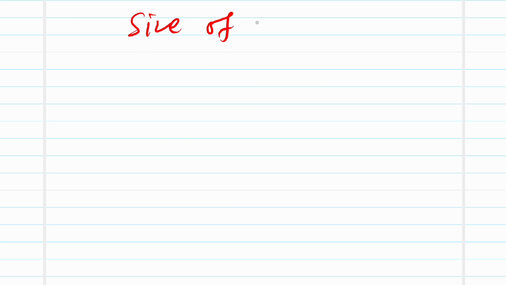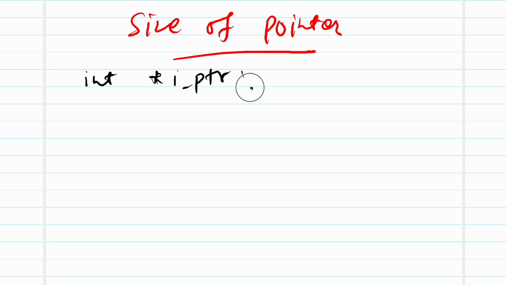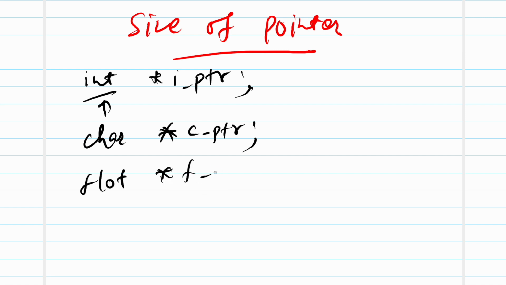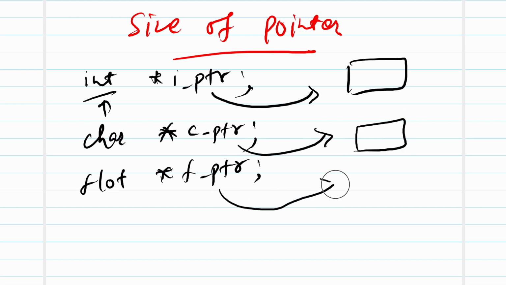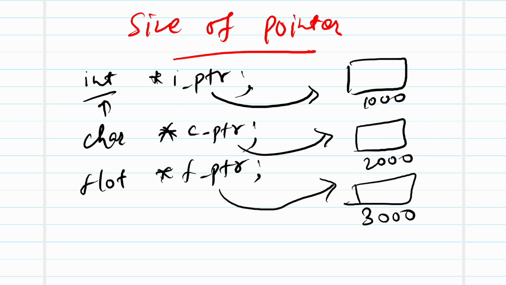What is the size of these pointers? Pointers we can take of any data type. Either it could be with integer data type, or character data type, or float data type, and these pointers are stored somewhere in the memory location, right? So these all will be stored somewhere in the memory. Let's say this is stored at memory location 1000, this is 2000, this is at 3000.